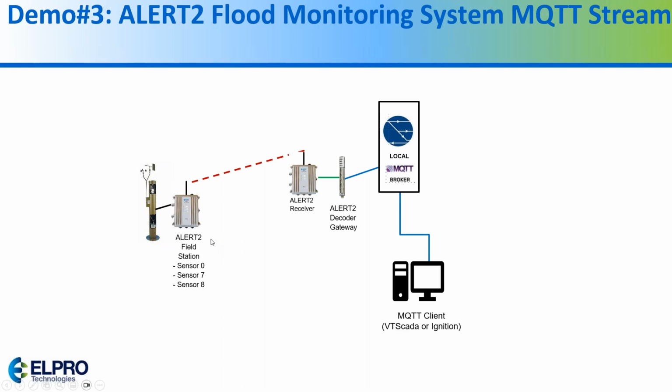This is a protocol called Alert2 that we use for flood monitoring. We have a big installation in Australia, and across the country it allows you to read data from pretty much a weather station to show you water level and a rain gauge.